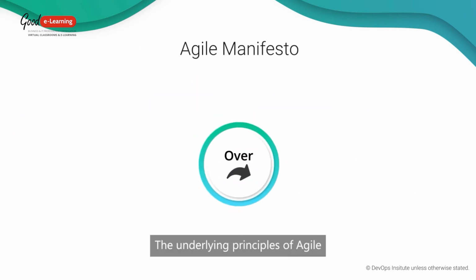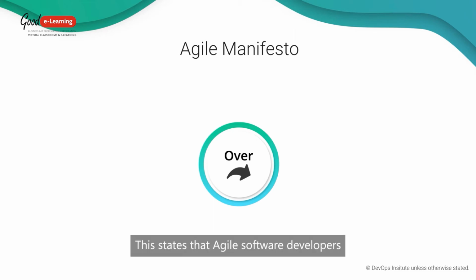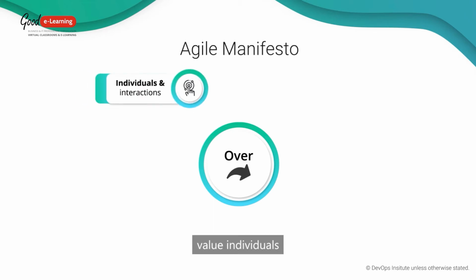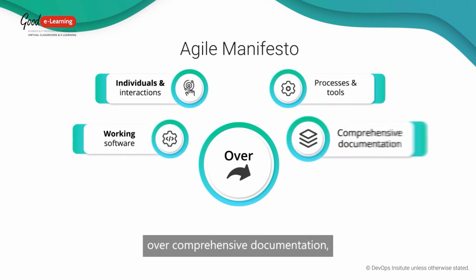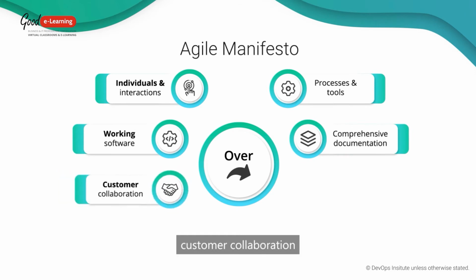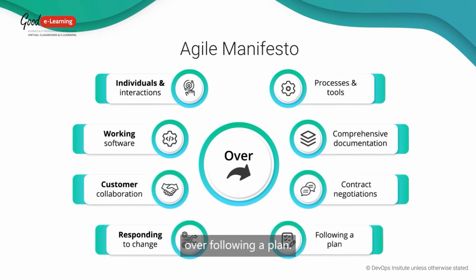The underlying principles of Agile were first laid out in the Agile Manifesto in 2001. This states that Agile software developers value individuals and interactions over processes and tools, working software over comprehensive documentation, customer collaboration over contract negotiations, and responding to change over following a plan.